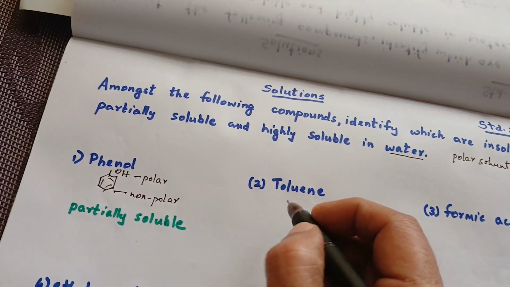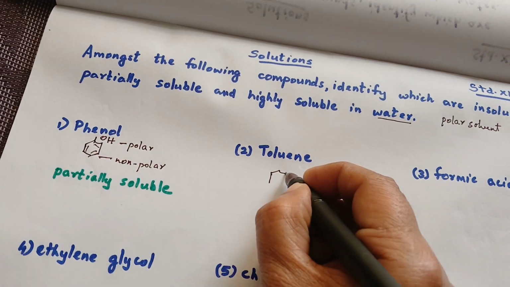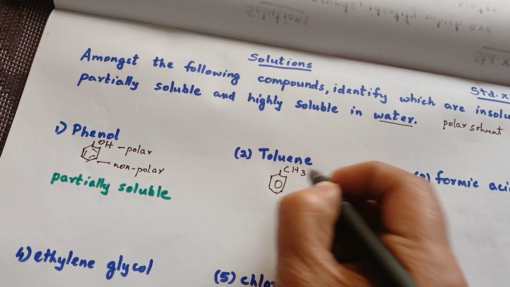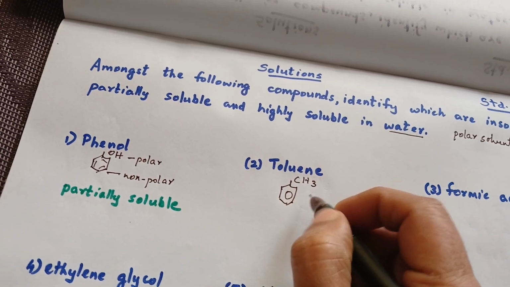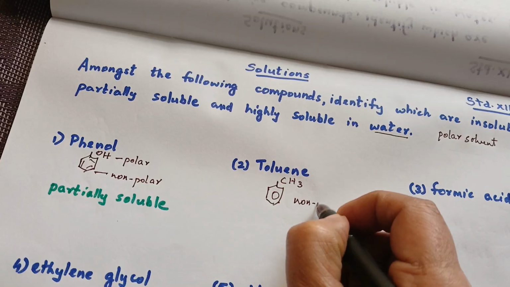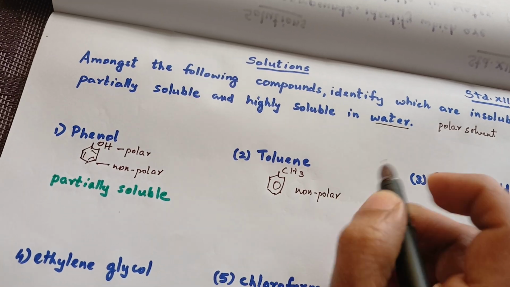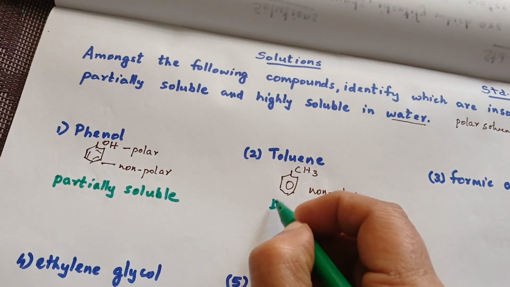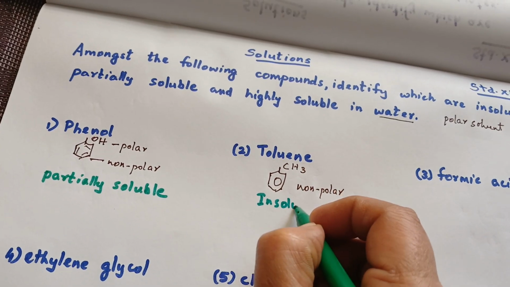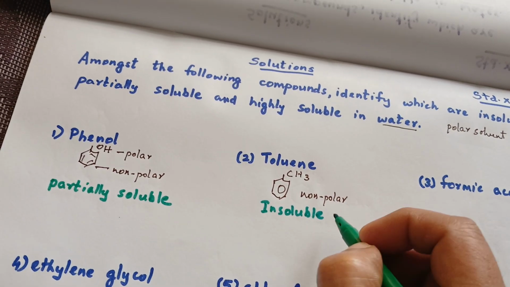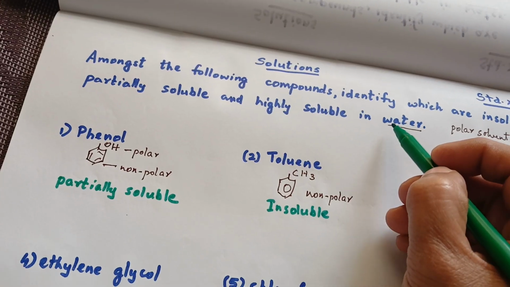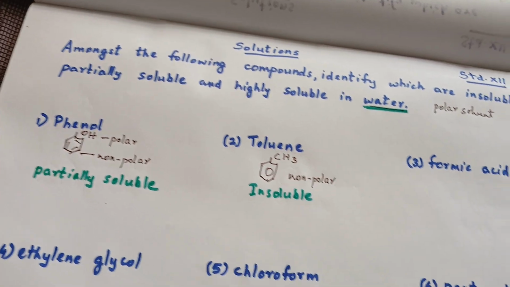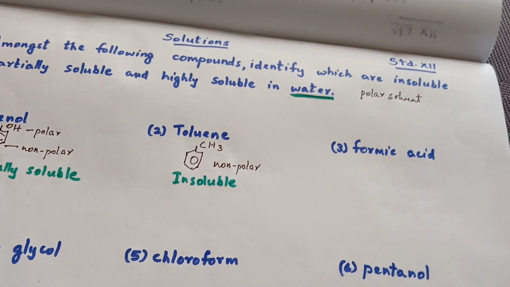Next is toluene. Toluene has a benzene ring with a CH3 group on it. Again, this is non-polar in nature. So this we can say is insoluble in water. That is what we are asked, in water. So phenol is partially soluble in water, toluene is insoluble in water.